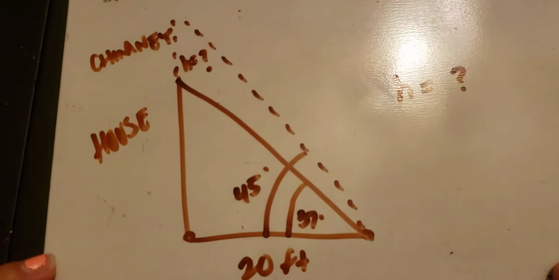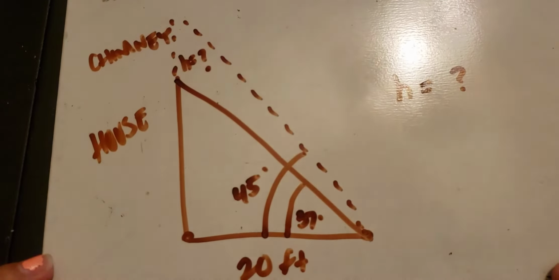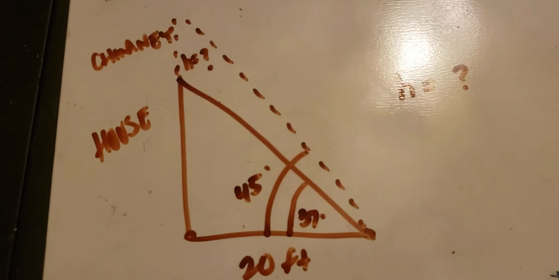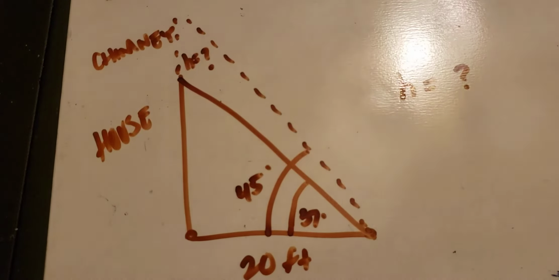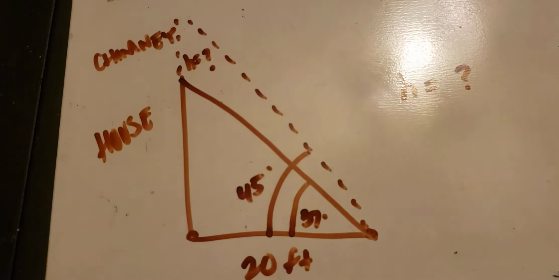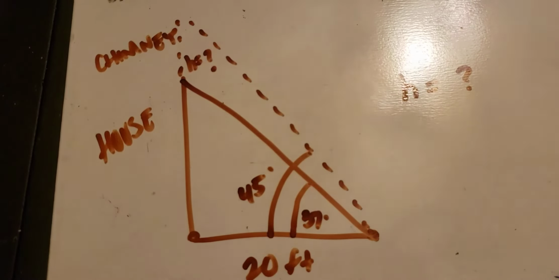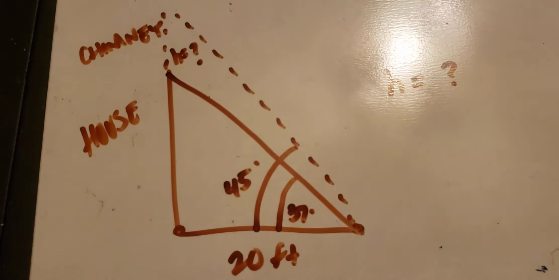I went ahead and drew the picture. So take a look at the picture while I read you the problem. So here goes. From a point 20 feet in front of a house, the angle of elevation to the base of the chimney and the top of the chimney are 37 degrees and 45 degrees respectively. Find the height of the chimney.